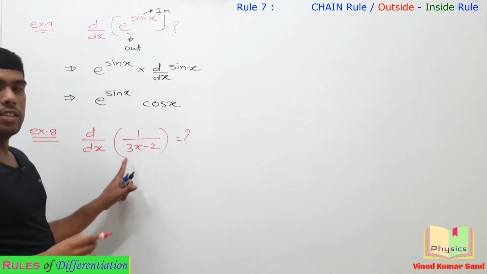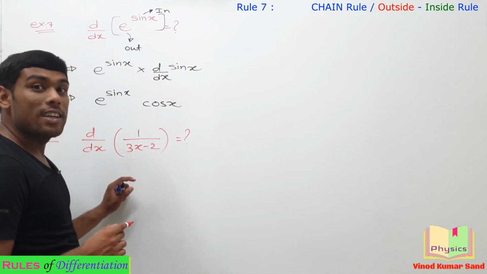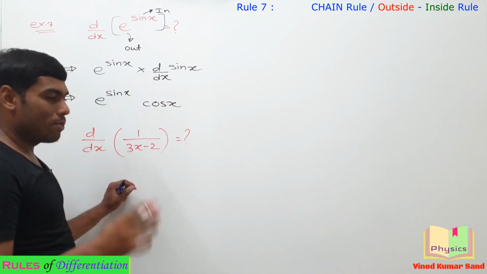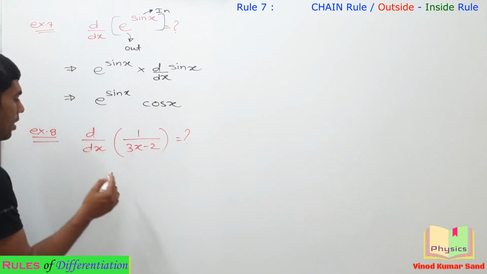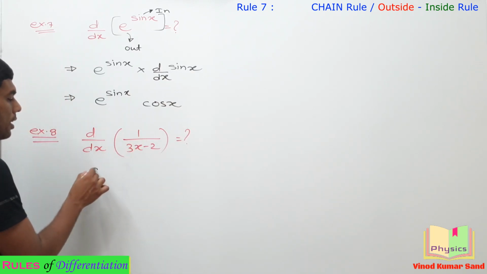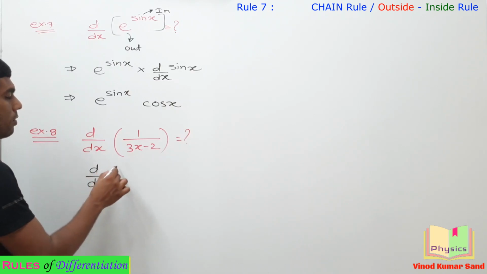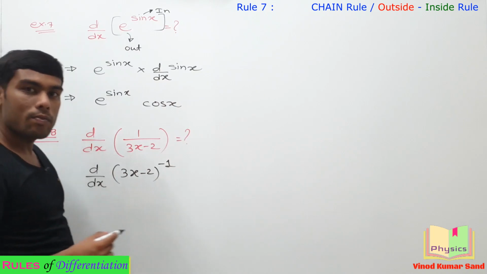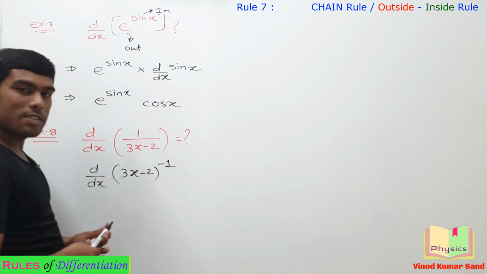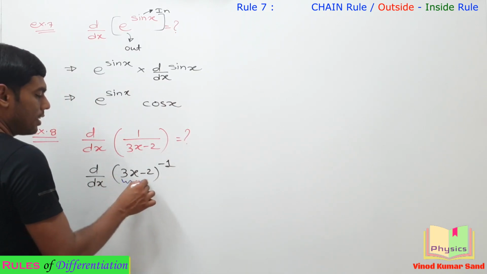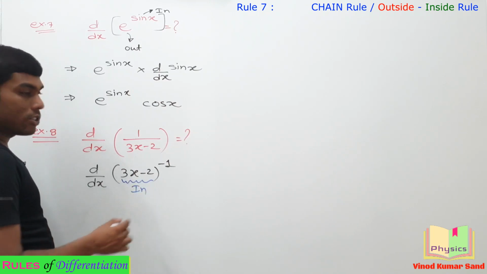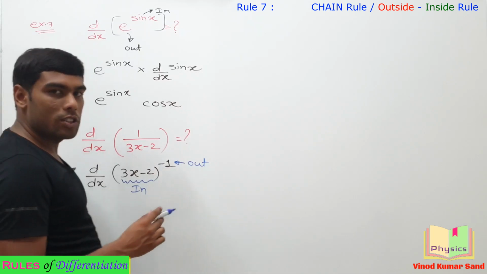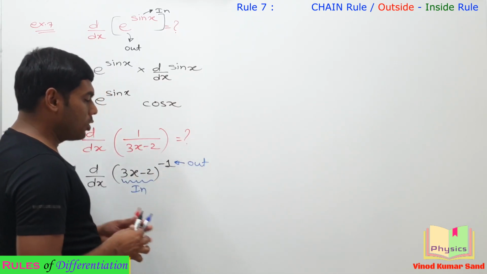How can you solve it? Any idea? It can be done by the u by v rule, but I am not doing that. I am using the outside inside rule. See how? This question can be rewritten as d by dx of (3x minus 2) to power minus 1. Do you agree? Which is outside and which is inside? The data in the bracket is the inside function and this power minus 1 is the outside function. You know how to do the differentiation now.